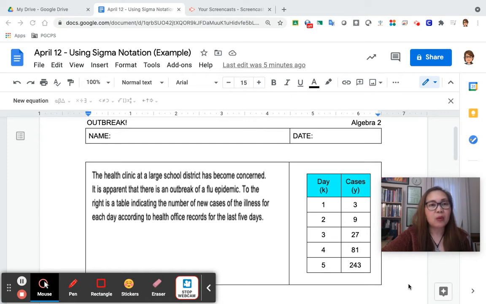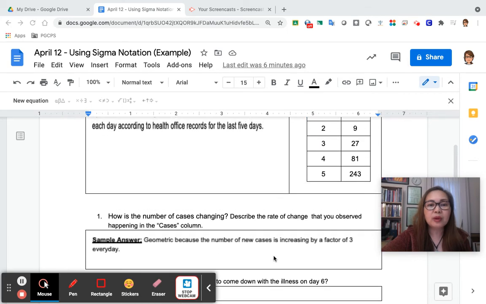So our sample problem for today says, the health clinic at a large school district has become concerned. It is apparent that there is an outbreak of a flu epidemic. To the right is a table indicating the number of new cases of the illness for each day according to health office records for the last 5 days. So on day one, there were 3 cases, day two, 9 cases, day three, 27, fourth day, 81, and on the fifth day, there are 243 cases.